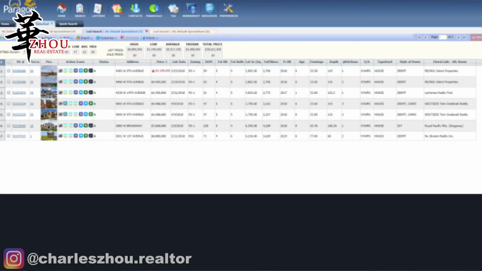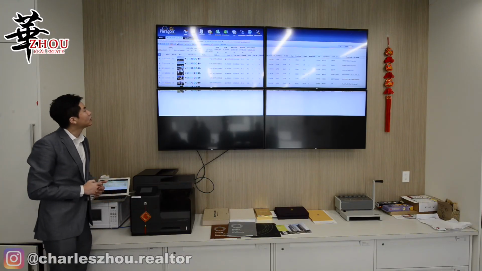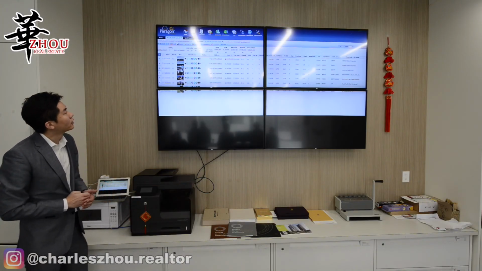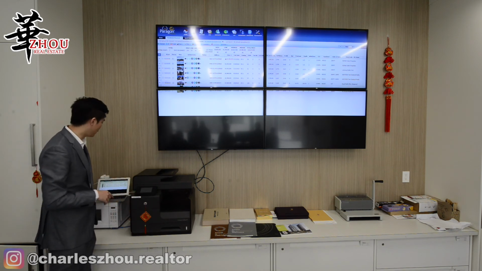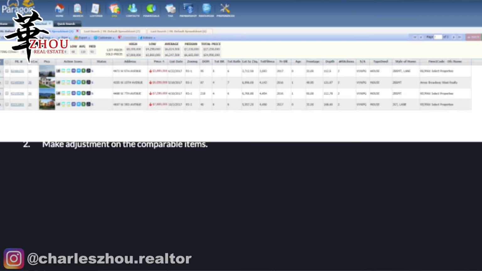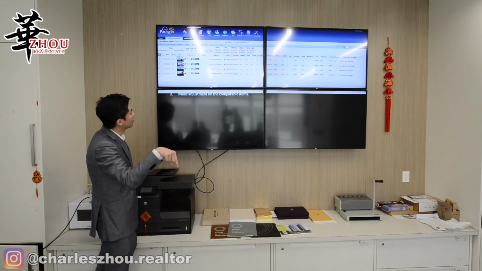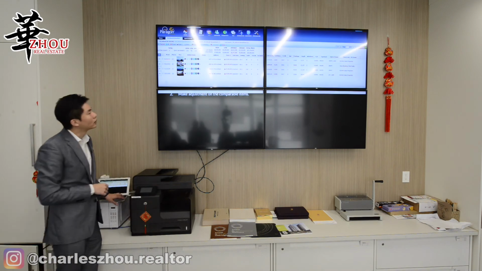And then we pull all the records. After we pull the records, then you will know how much the listing prices are in the market for comparable, similar properties, okay? And then you have to also pull the sold price. So if you see the red arrow down, that means the sold price went down.